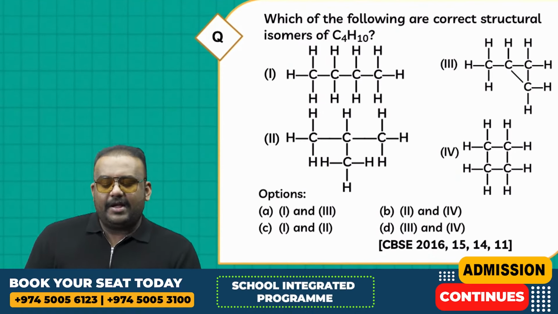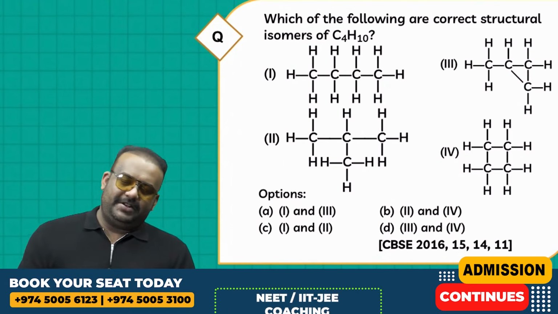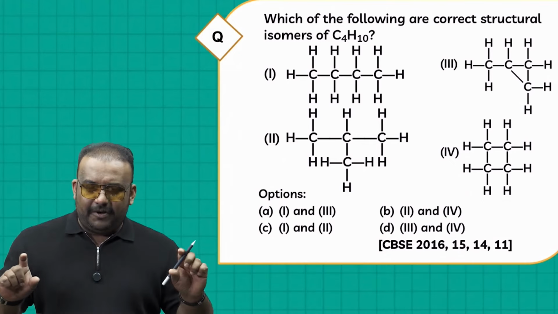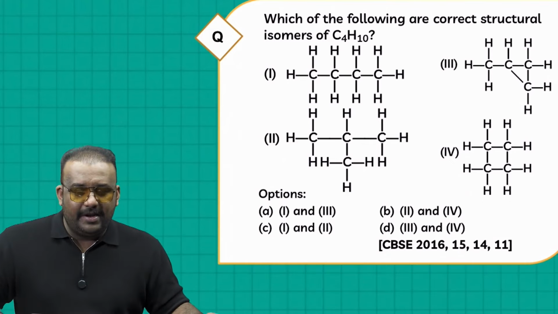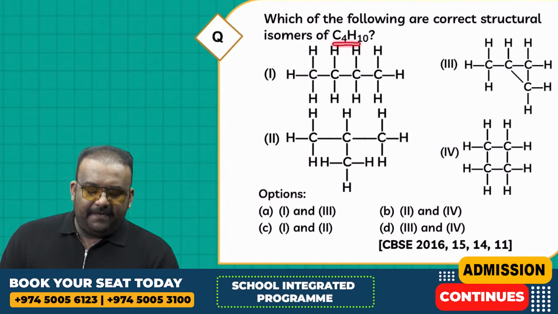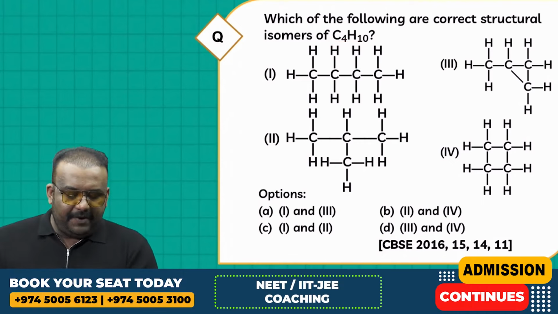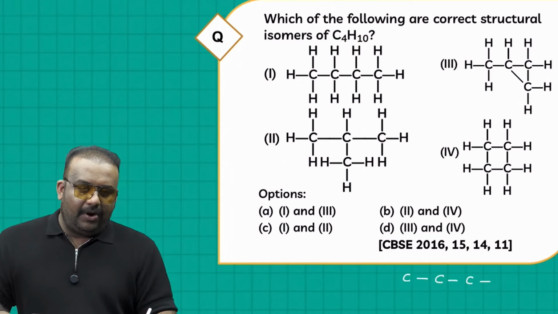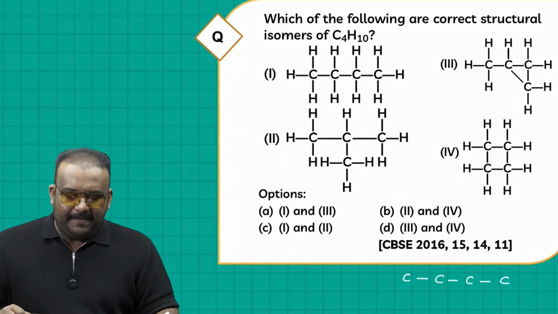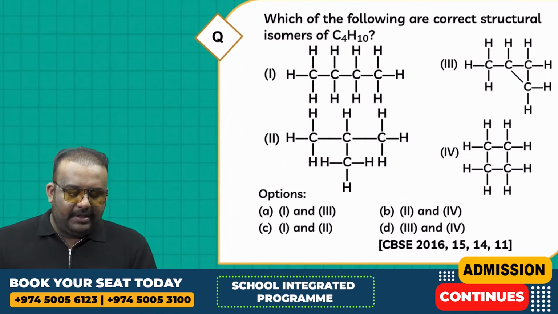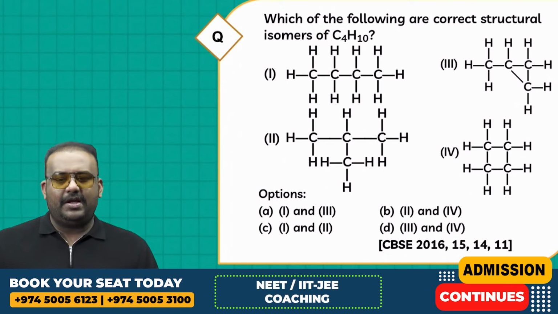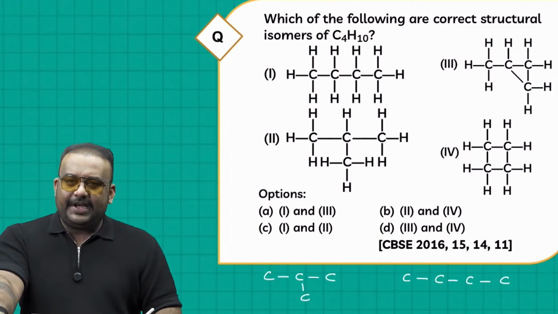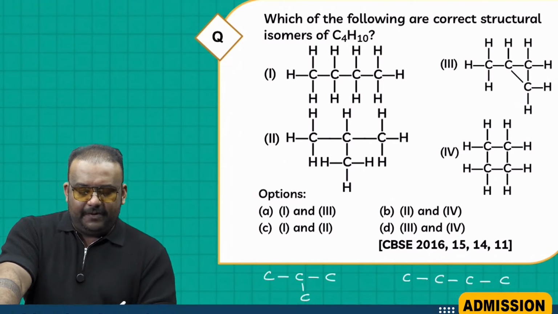Which of the following are correct structural isomers of C4H10? Again, I told you isomers are compounds that have same molecular formula, but they have different structures, right? So here the question is C4H10. See, for C4H10, I can think of mainly two skeletons. One is all the 4 carbon atoms are in the straight chain, and another one is 3 carbons in the parent chain and 1 carbon as a branch. Correct? So these are the two skeletons which I can think of when I say the formula C4H10.